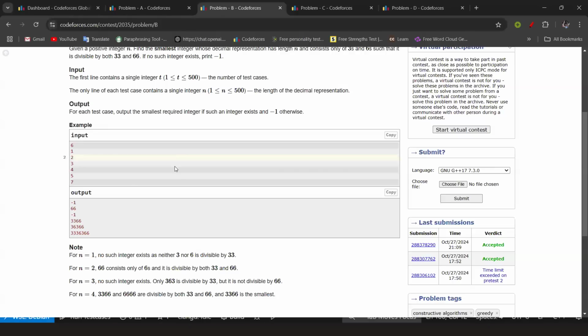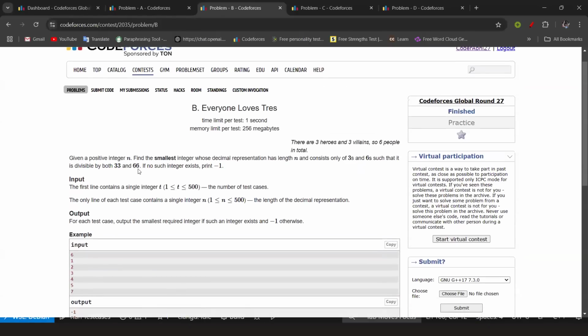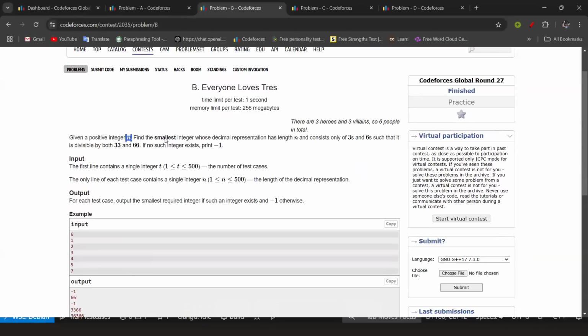Okay, so problem B: you are given a positive integer n. Find the smallest integer whose decimal representation has length n and consists only of 3s and 6s, such that it is divisible by both 33 and 66. If no such integer exists, print -1.